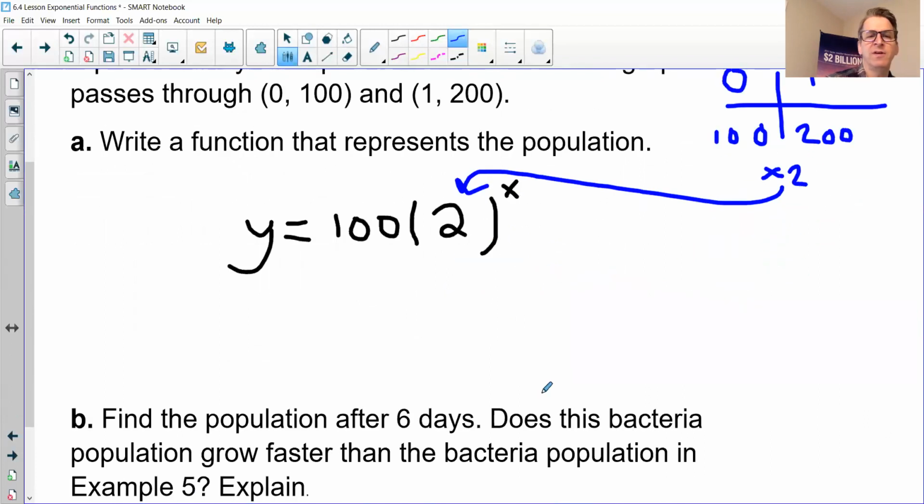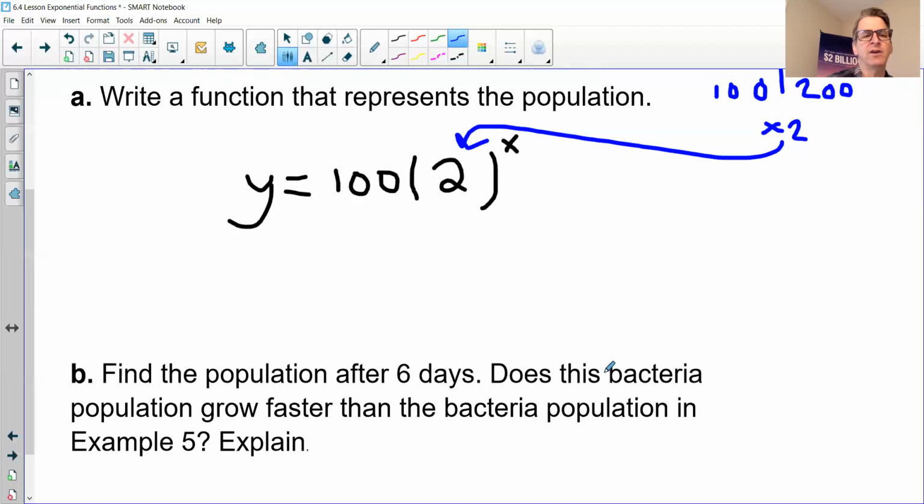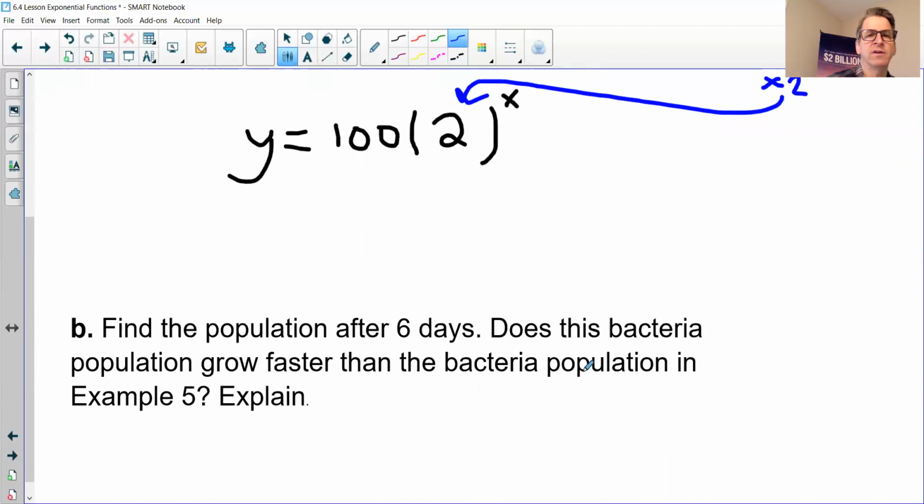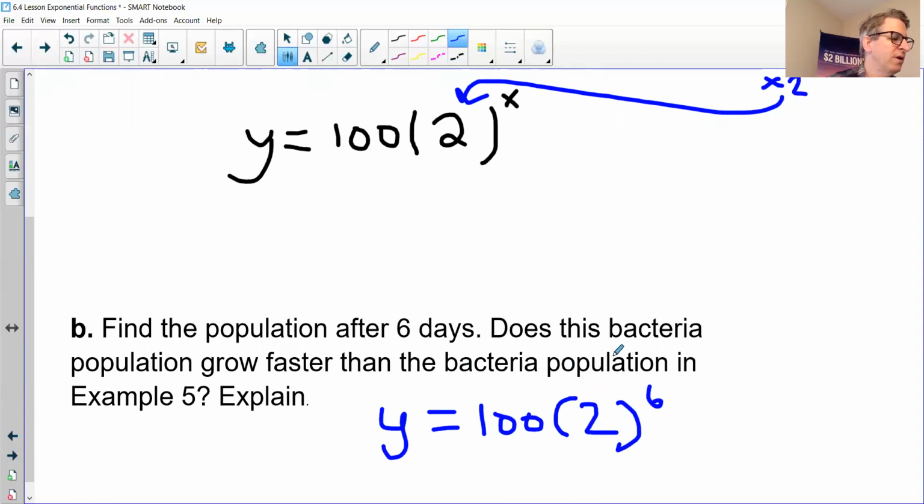Find the population after 6 days. Does this bacteria population grow faster? The answer there after 6 days would be y is equal to 100 times 2 raised to the 6th. Does this bacteria population grow faster? No. This population doubles every day, but the population in example 5 quadruples every day. Your answer there would be 6,400.